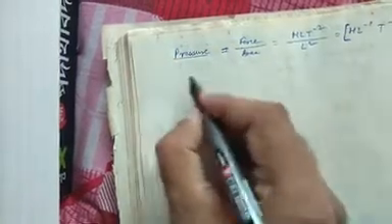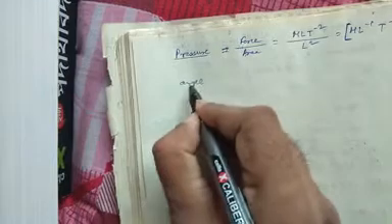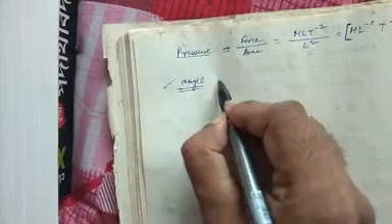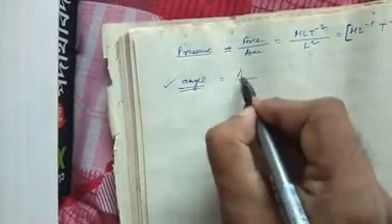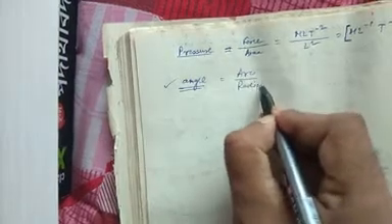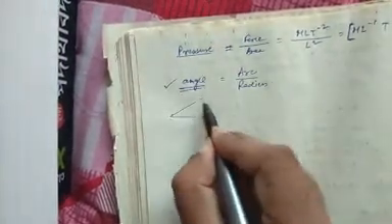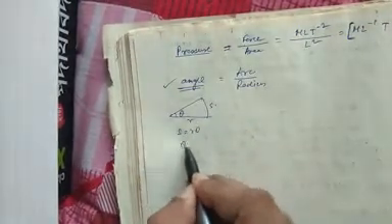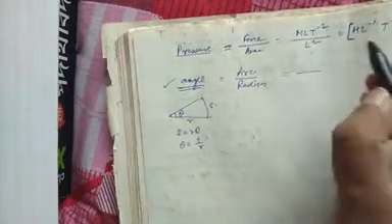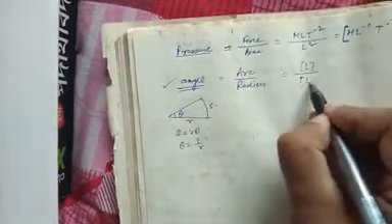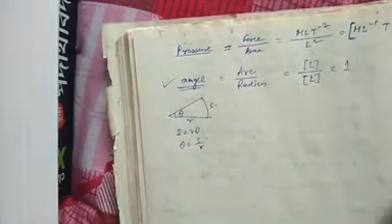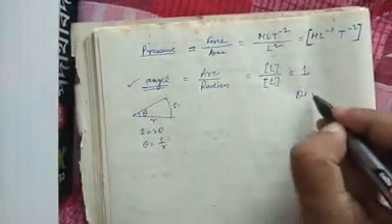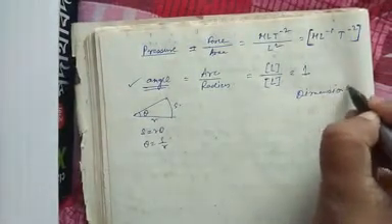Suppose angle. Now this is a unique case. What is an angle? Angle is an arc by radius. We all know what is an angle. So arc is a length, and radius is also a length. Now the dimension has come out to be 1. Now when the dimension is 1, we state it as a dimensionless quantity.